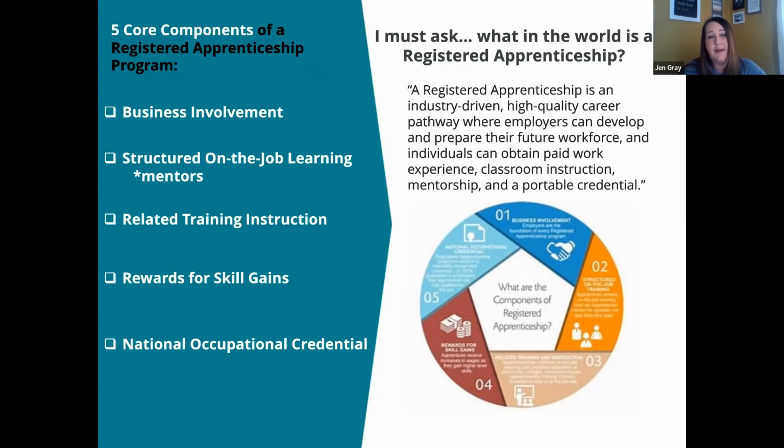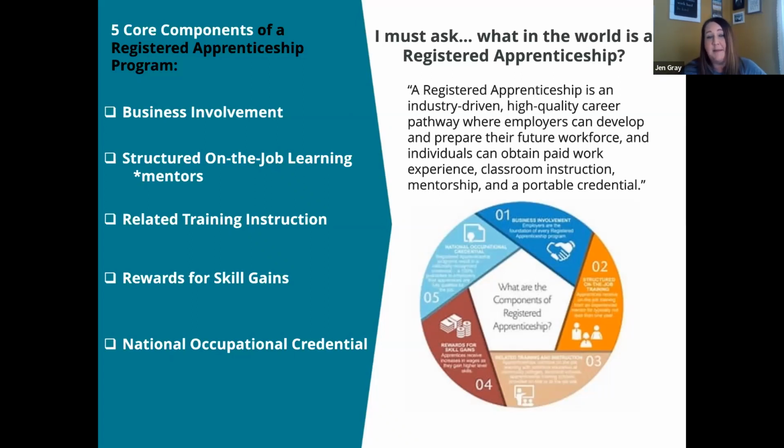The fourth component of a registered apprenticeship program is rewards for skill gains. So basically, as the apprentice is going through the program, their skills are increasing. So along with their skills increasing, their wages should increase with that as well.